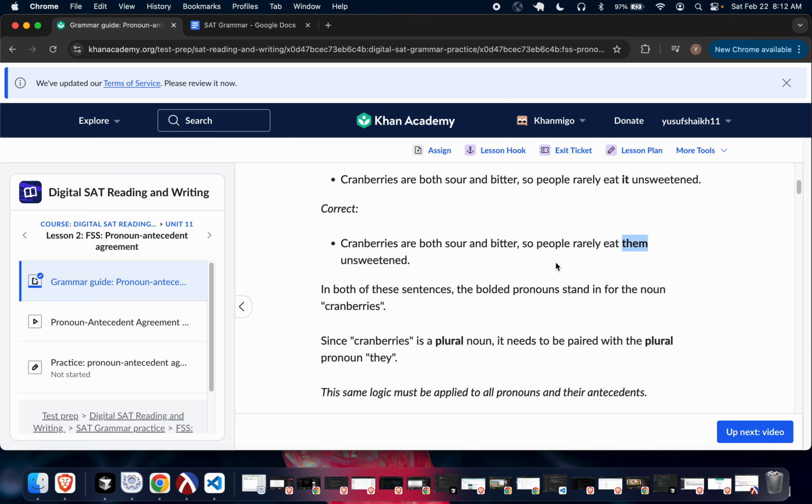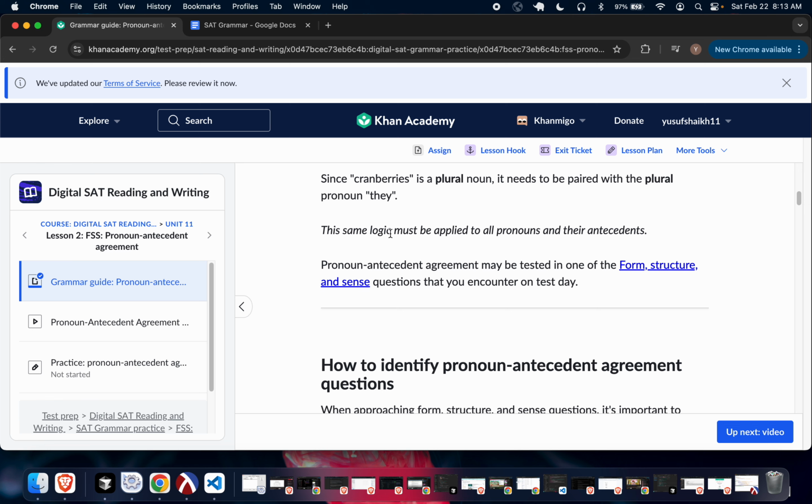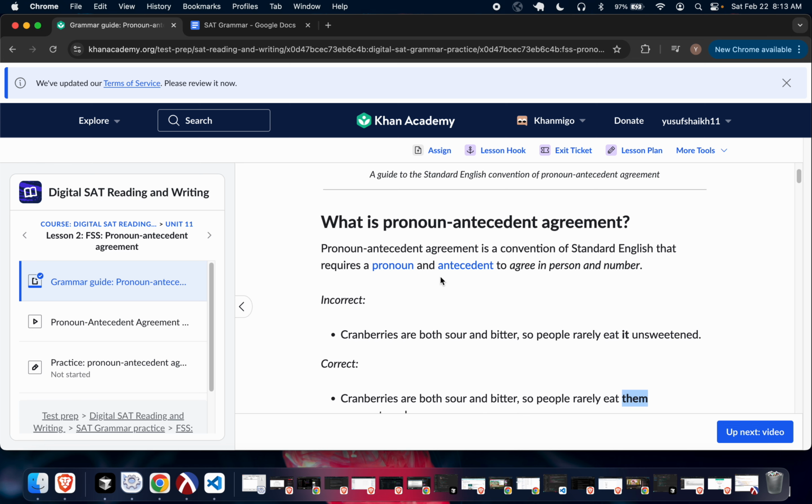So them in this case is a pronoun that represents cranberries, right? So if cranberries is plural, then its pronoun has to be plural as well. The same logic must be applied to all pronouns and their antecedents. And also, in case you don't know what an antecedent is, it's the noun that a pronoun is standing in for. And the pronoun is a word that stands in for another noun, right?